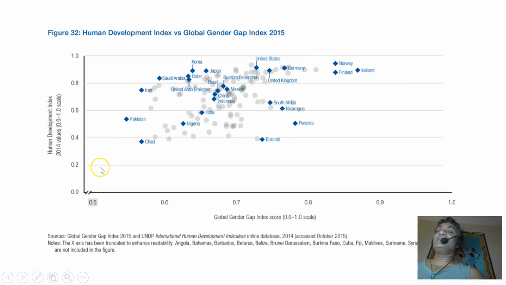What that tells us then is that the more gender equality there is, the more development there is. Iceland is one of the most developed, and certainly the most gender equal. Chad is both poorly developed and also very unequal. So there's an argument to be made here that there's a relationship between achieving gender equality and having a highly developed society.